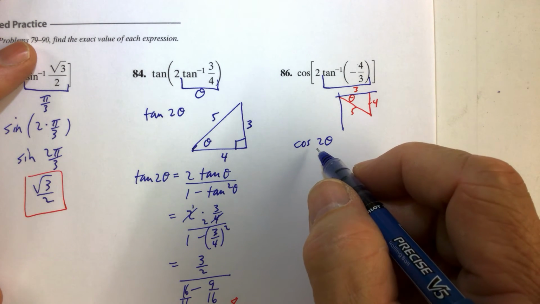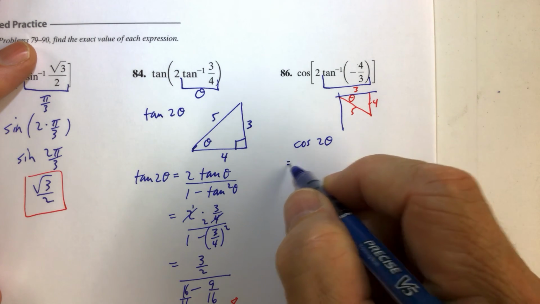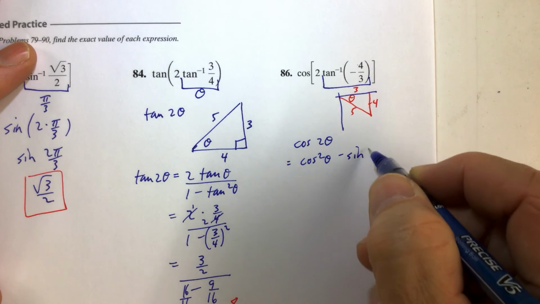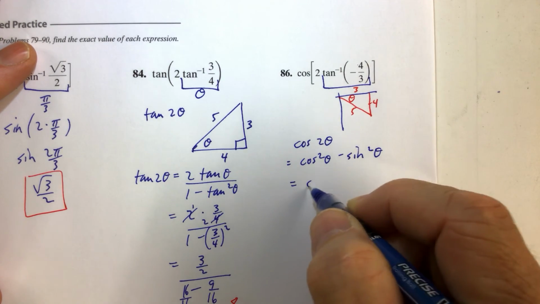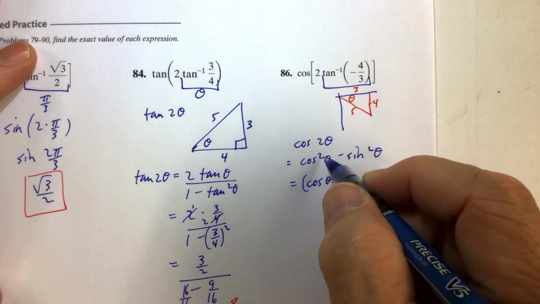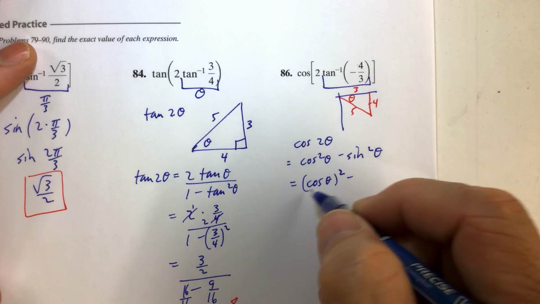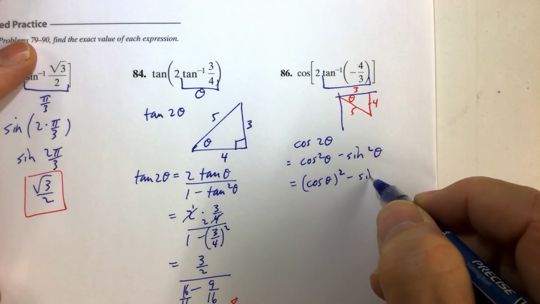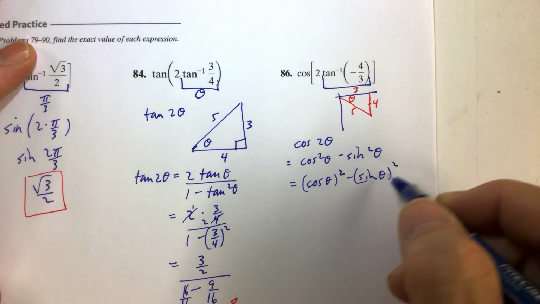Well, I really am kind of partial to the cosine squared theta minus sine squared theta, which in one of the other examples, you have to know that cosine squared, that's just a fancy way of taking away these parentheses, but it really is the cosine of theta squared minus the sine of theta squared.